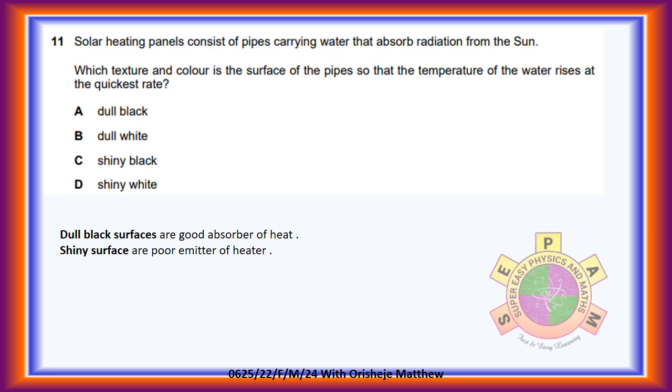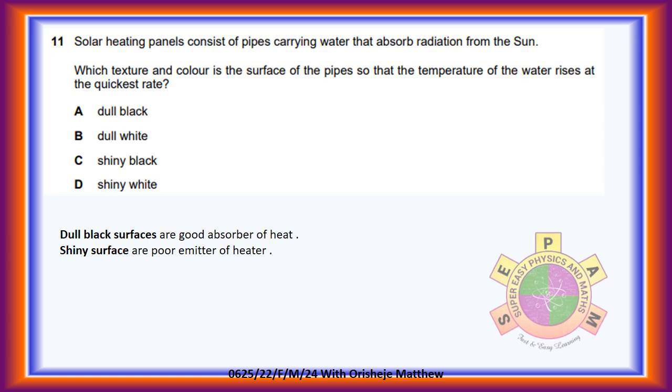Dull black surfaces are the best absorbers of light. They absorb a wider range of wavelengths of sunlight compared to shiny or white surfaces. This maximizes the heat transfer to the water. Shiny surfaces tend to reflect light, reducing the amount of solar energy absorbed.